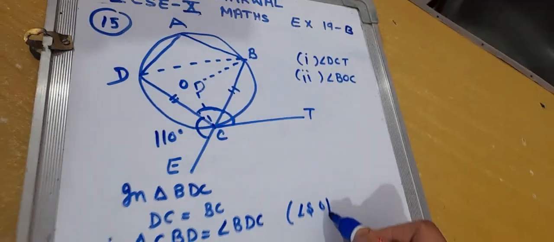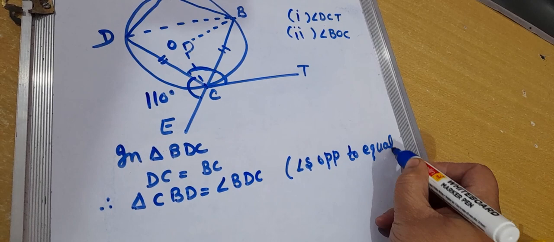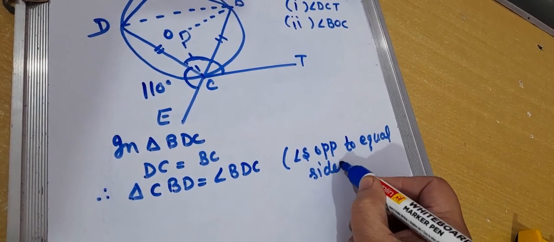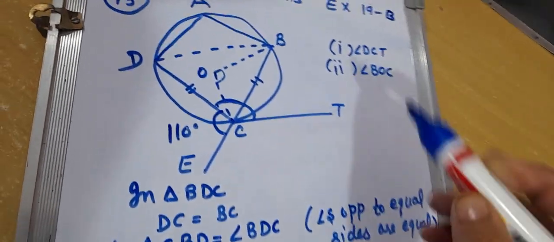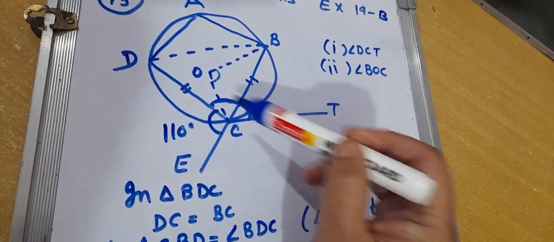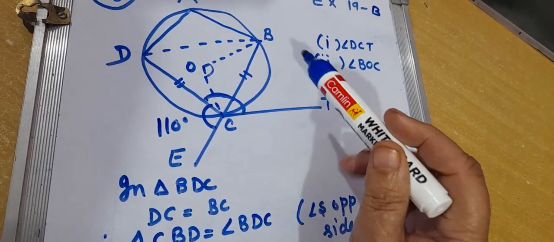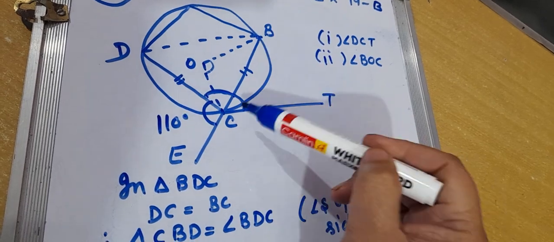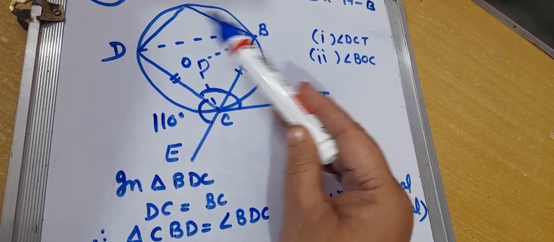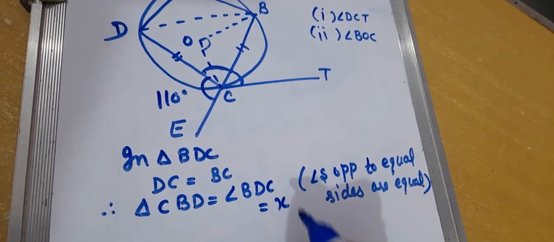Angles opposite to equal sides are equal. CD is opposite angle CBD and CB is opposite angle BDC. Let these angles be equal to X.